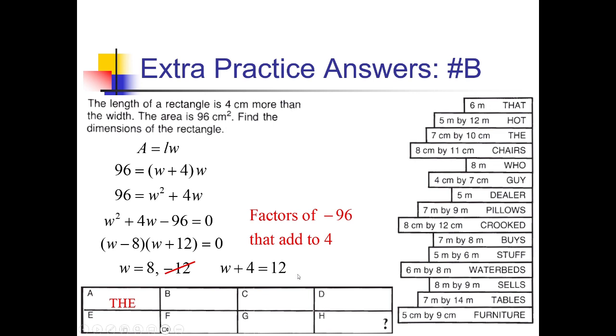And then that gives us 8 by 12, which, looking over here on the right, we've got 8 by 12 here. Let's just make sure my units match up. They said centimeters squared. So yeah, we should have centimeters. So crooked then is going in box B.